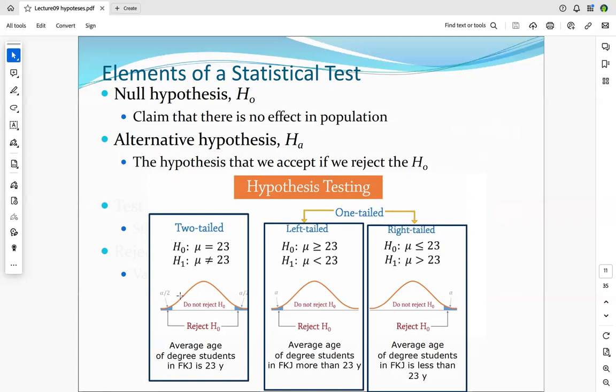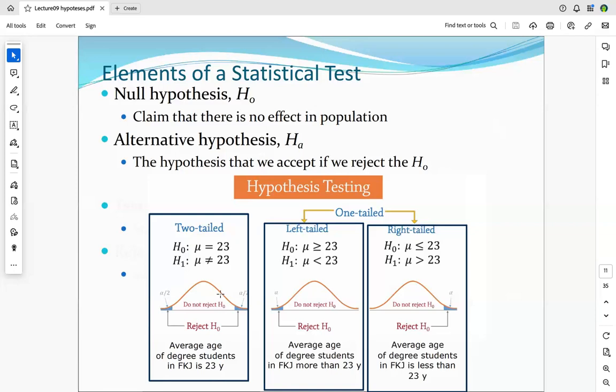What does that mean? For example, the average age of degree students in FKJ is 23 years old. So your null hypothesis is that the mean of the student age is 23. The alternative is the other way around: not equal to. The not equal to could go two ways, whether it is less than 23 or more than 23. So in this case, your significance level has to be divided by 2 because you have 2 possibilities.